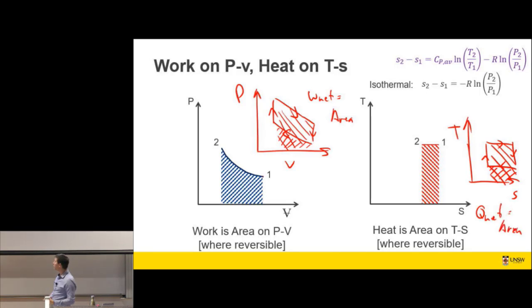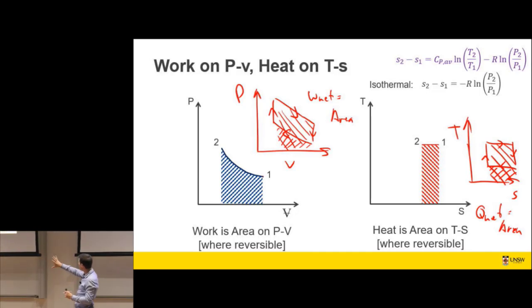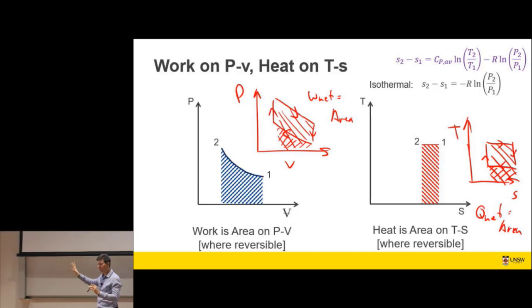And for a closed cycle, you know that Q net equals work net, because the properties return to their same value after the whole cycle. And so you'll find that the net area under a PV diagram will be the same as the net area under a TS chart. It just has some interesting implications.